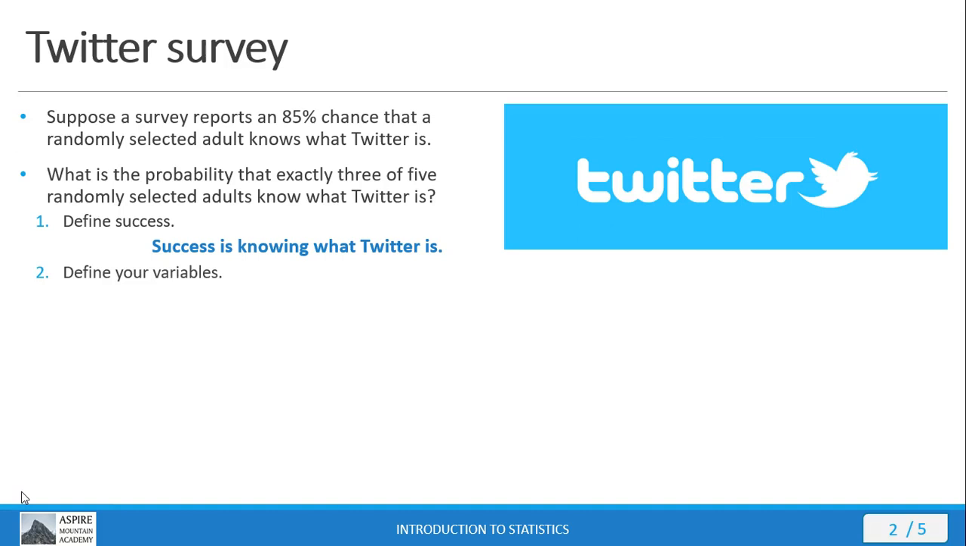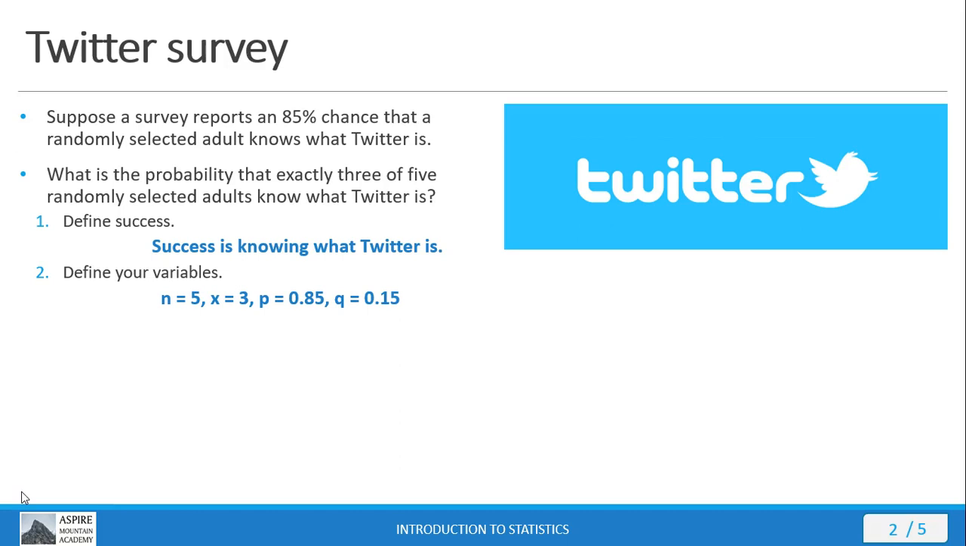Second, we're going to define our variables. The equation that we saw earlier that defines the binomial distribution has different variables, so we need to find what those values are. We have the number of trials, and that's going to be 5, because the problem statement says we're randomly selecting 5 adults. And the number of successes is going to be 3, because we want the probability that exactly 3 of those 5 know what Twitter is. In other words, exactly 3 of those 5 have success.